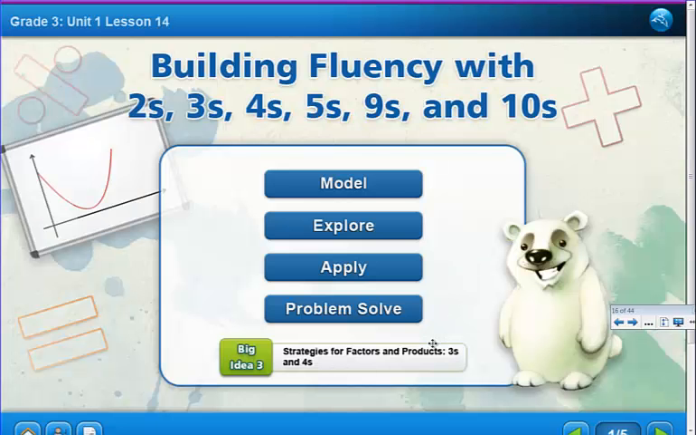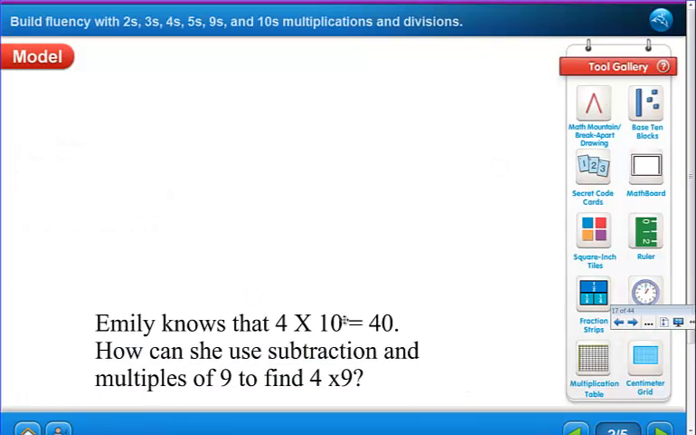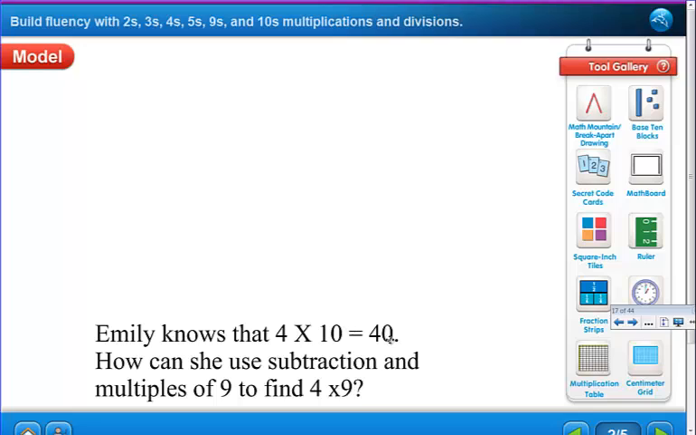Let's go into this problem, and I'm probably going to go really fast on these, but I want you to see some of these as they're used. Emily knows that 4 times 10 equals 40. How can she use subtraction and multiples of 9 to find 4 times 9?